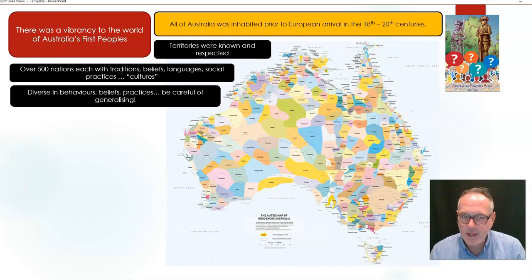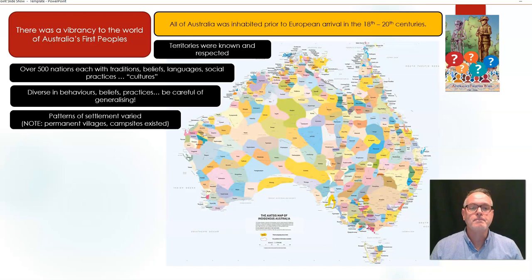So we need to be very careful when we generalise. Yes, we can generalise to some extent, but we need to be very conscious that we are generalising and that we are not necessarily doing justice to those groups who don't fit that generalisation. So one of the key issues that is going to be very important in this Frontier Wars unit is to know that the patterns of settlement varied, populations in different areas varied.